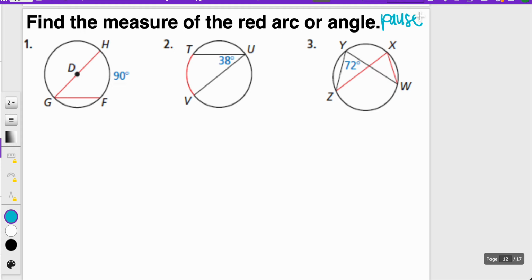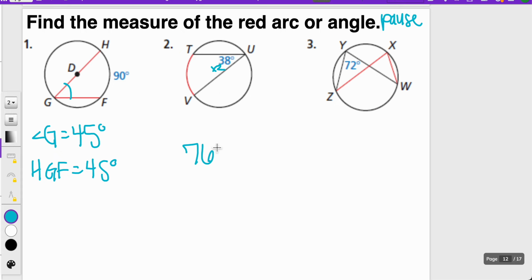All right, so number 1, find the measure of the red arc or angle. Here's the angle I'm trying to find, and it's exactly half of my arc, so angle HGF is 45 degrees. Okay, here my arc is already positioned, so I'm just going to double my angle, and I'm going to get 76 degrees.